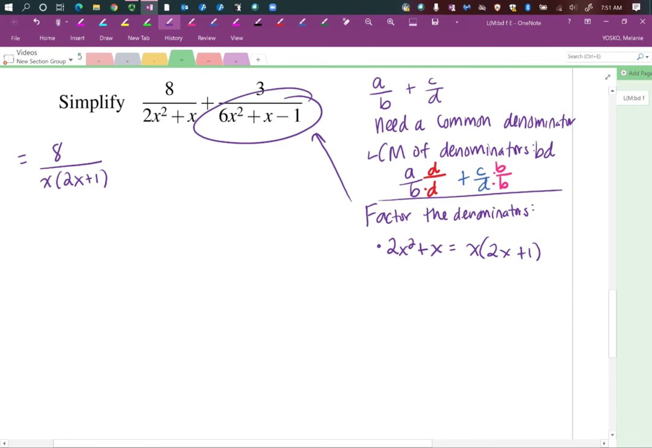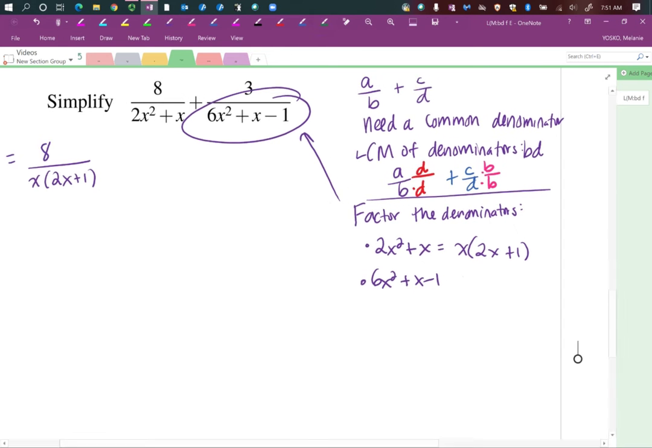Now we're going to look at this guy. Okay, so we have 6x squared plus x minus 1, and we're going to try to factor that. First question, can we factor something out of all 3 terms? No. Okay, then we say, well, there's 3 terms. Maybe we can factor this as a product of 2 binomials. So we're going to do this with the AC method, or factor by grouping.